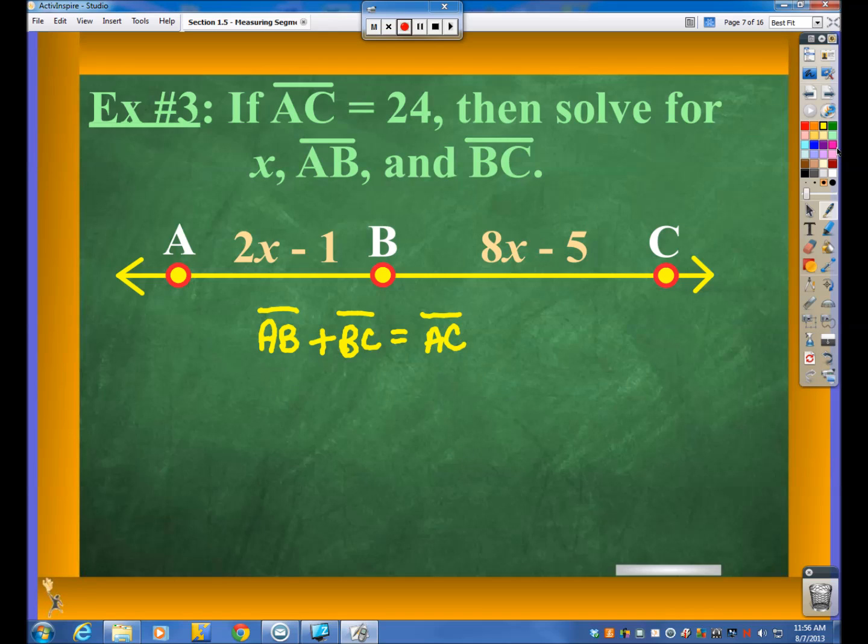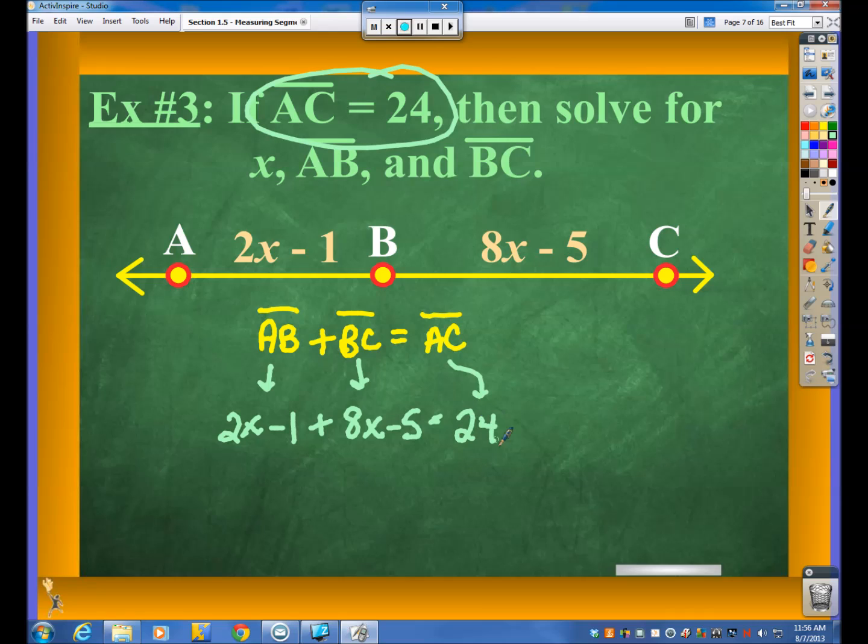And then we're going to use some substitution now. So segment AB, they told me that's 2x minus 1. And add to that BC, which they told me was 8x minus 5, equals AC, and they told me up here, we call that given information, they gave it to us, is 24. And now we've got a nice algebra problem to solve. So now combining like terms, 2x and 8x makes 10x. A minus 1 and a minus 5 together makes minus 6 equals 24.